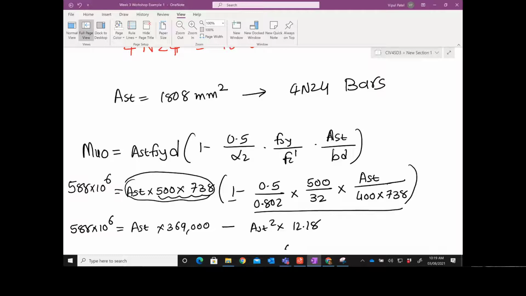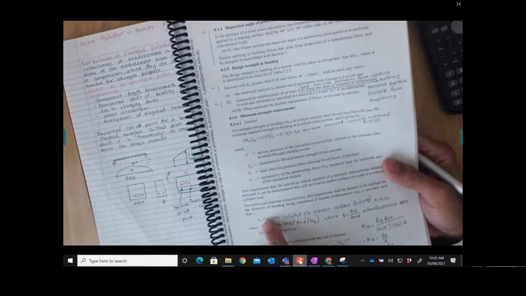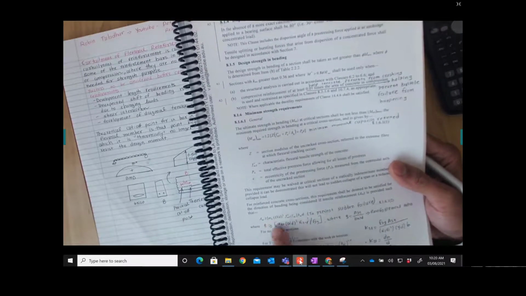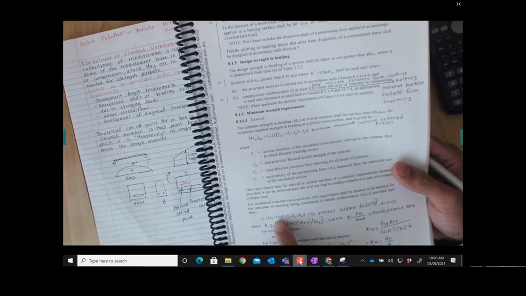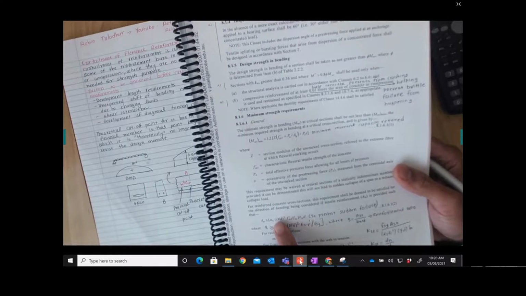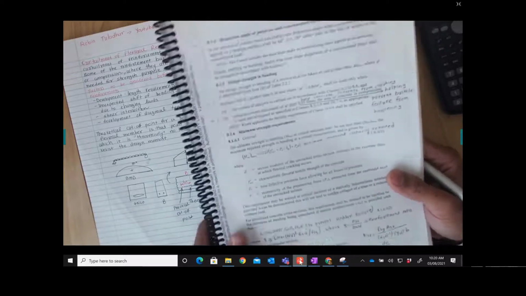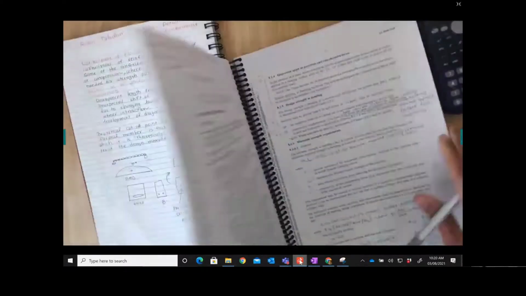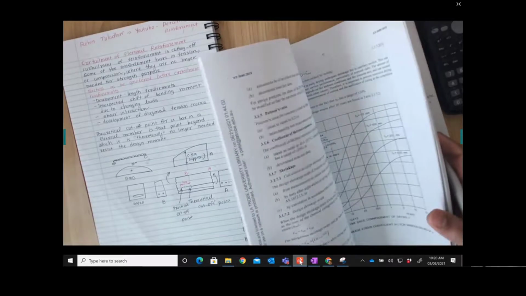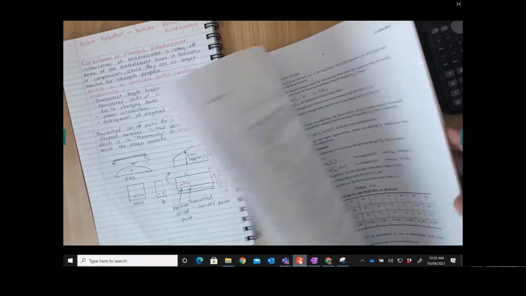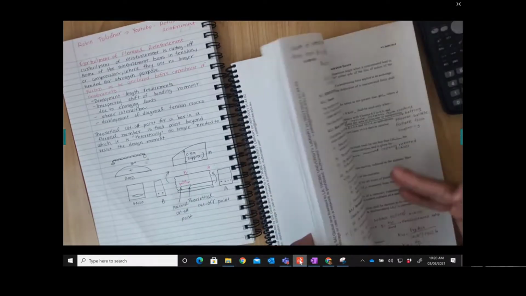Probably I showed you at the start of the lecture that you can calculate AST minimum, alpha B, very simple. Alpha B is 0.2, D is 800 and 738. FCT.F is 0.6 times square root of FC dash, so that goes somewhere in the standards.